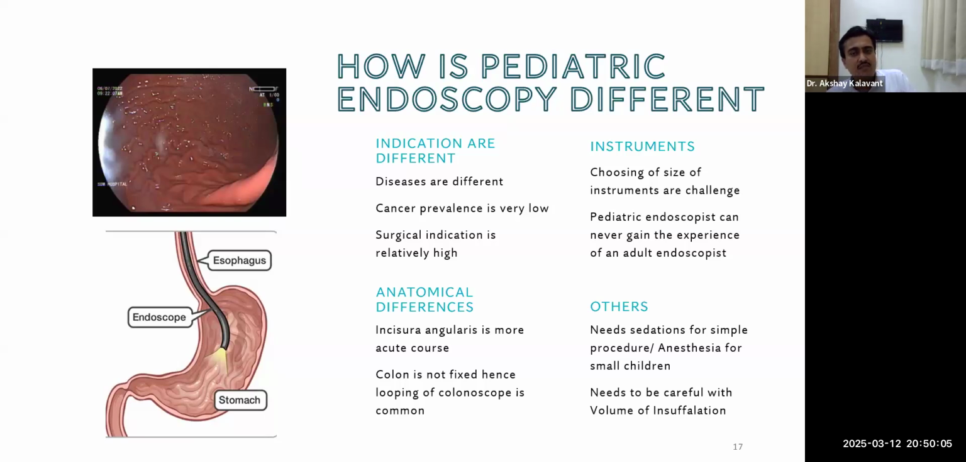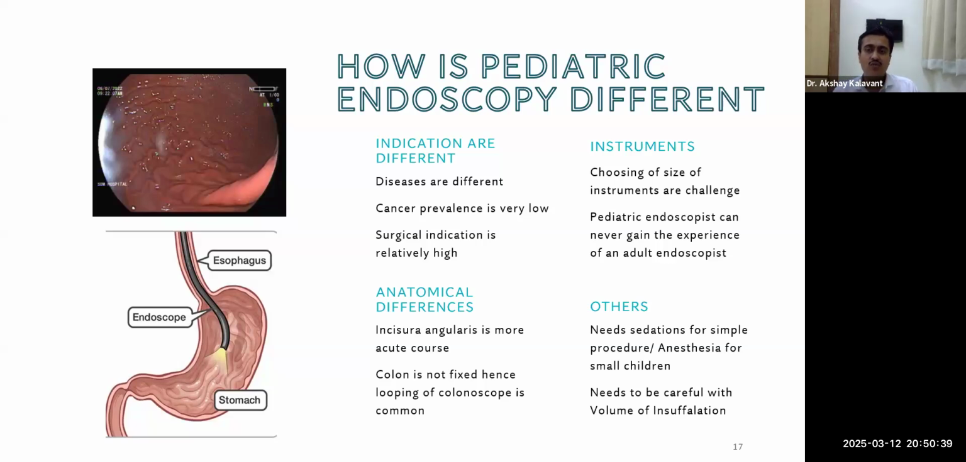In adults, the first thing that comes to mind is maybe malignancy or certain alcoholic liver disease. But we are dealing with different types of patients. We might have to deal with congenital problems, we might have to deal with extrahepatic obstructions. So diseases are different, and our thinking process also differs as the caretaker of pediatric patients. Cancer prevalence is very low. Surgical indications are very likely in a child going for endoscopy, especially for interventional endoscopy.